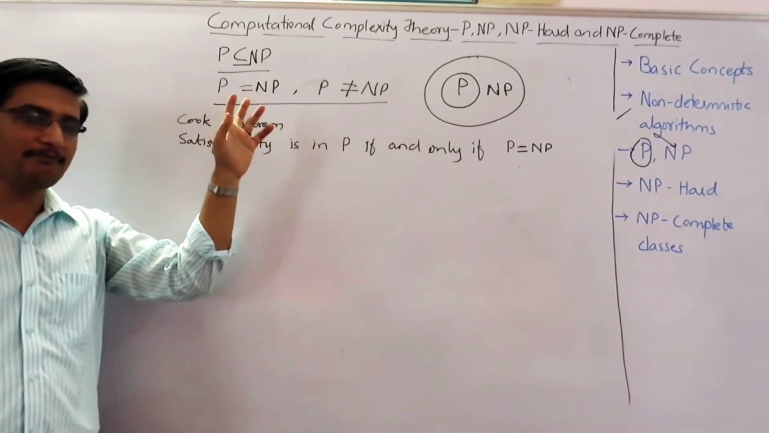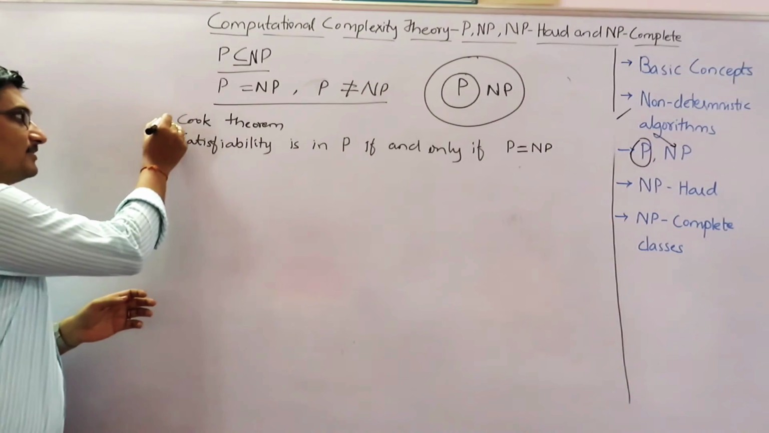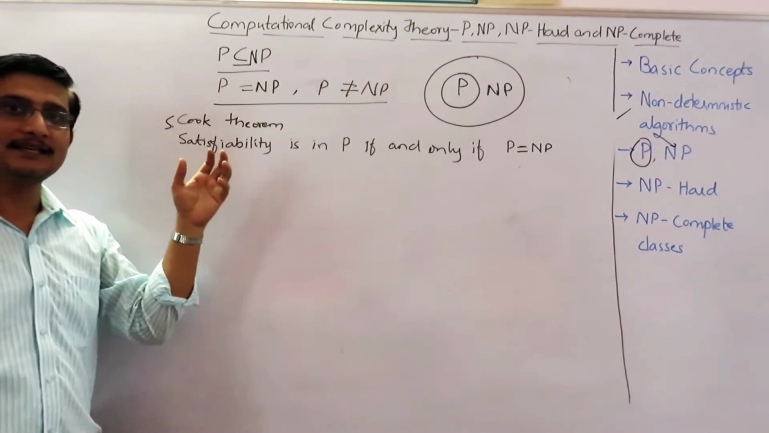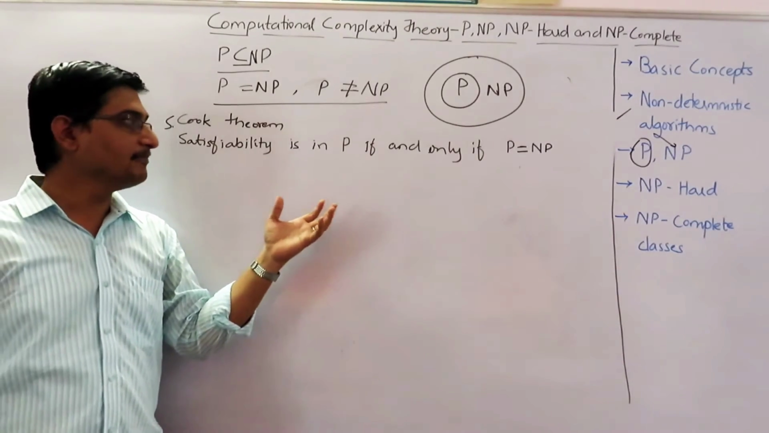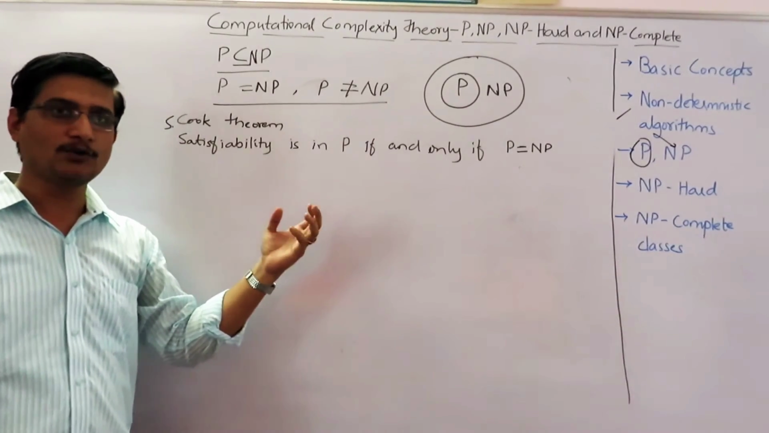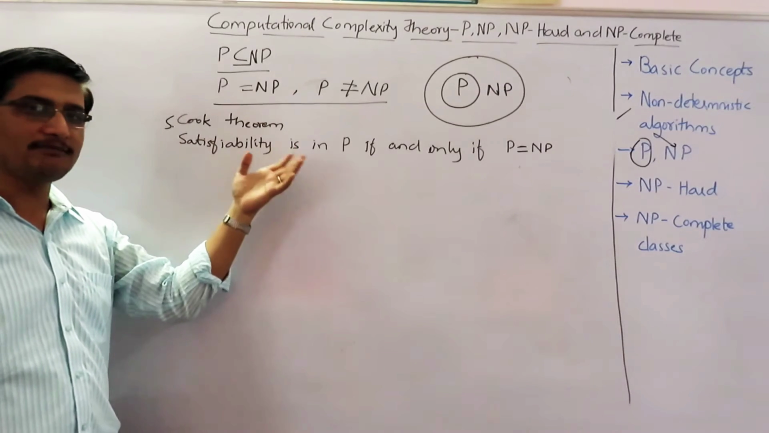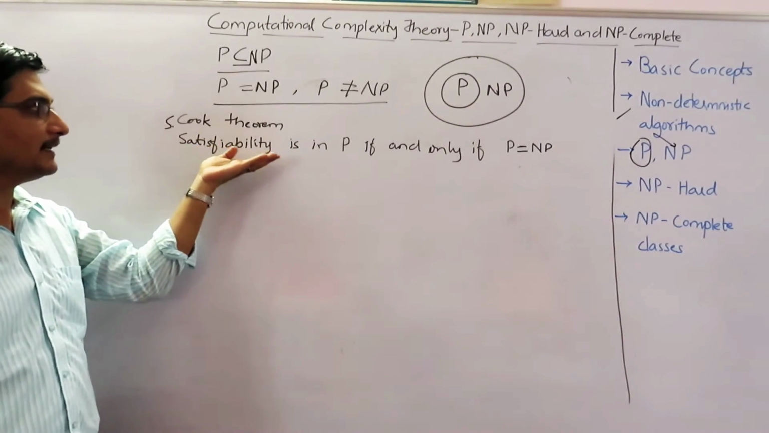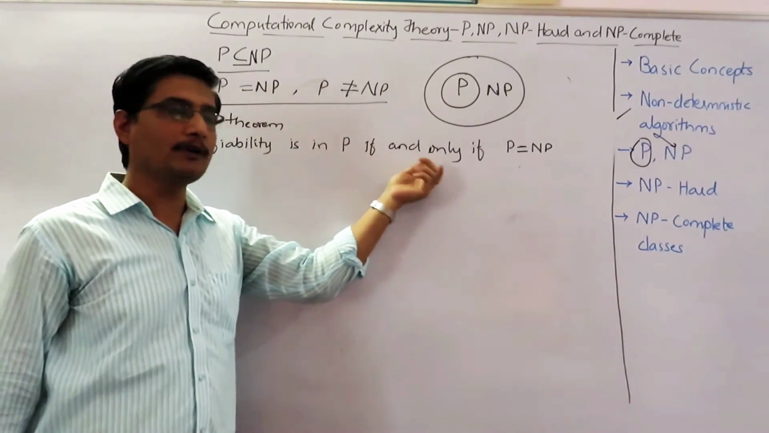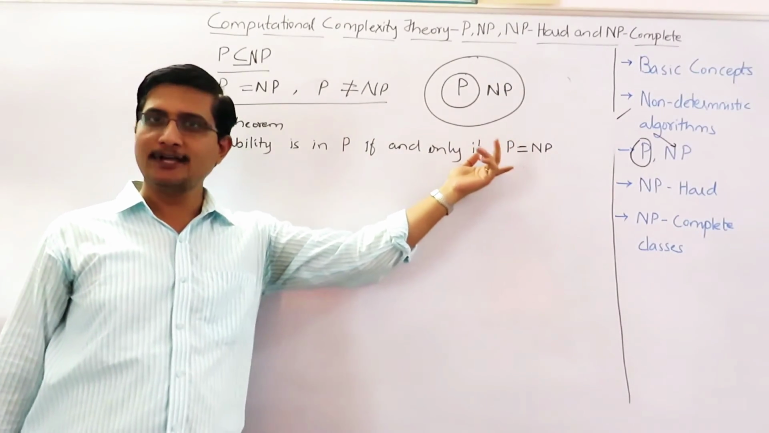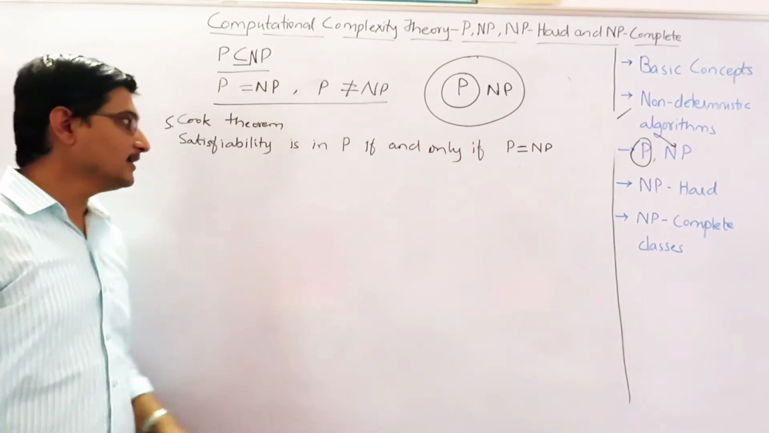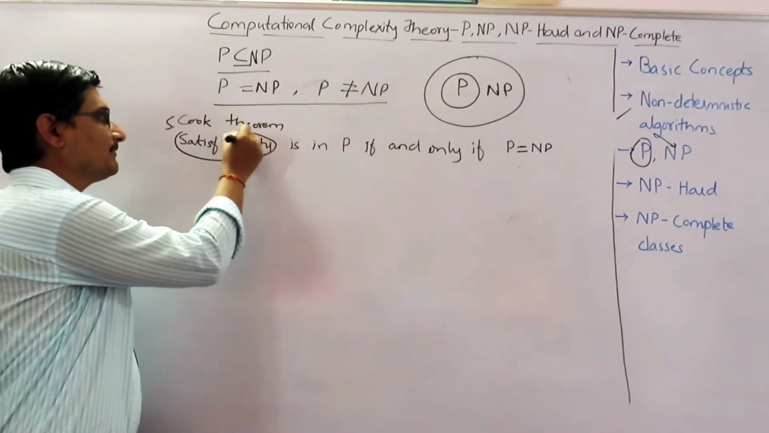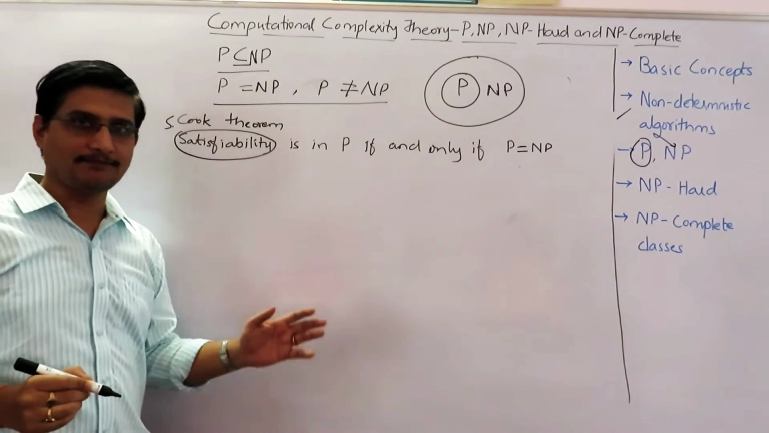P is equal to NP and P is not equal to NP. Mr. S. Cook, a great scientist, affirmatively said that P is equal to NP. The proof of that is beyond the scope of our syllabus, but he says satisfiability is in P if and only if P is equal to NP. So P will become equal to NP when this satisfiability constraint is satisfied.